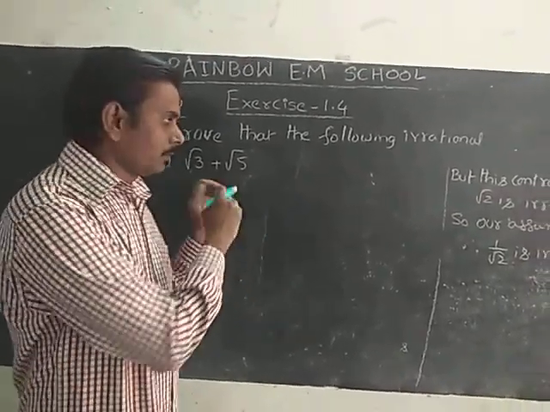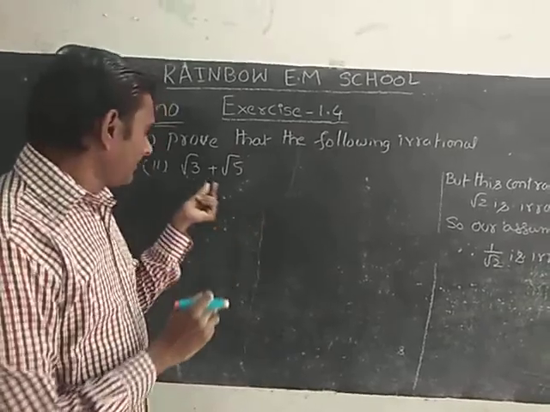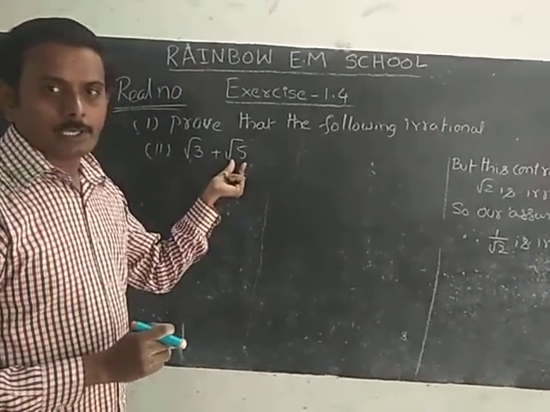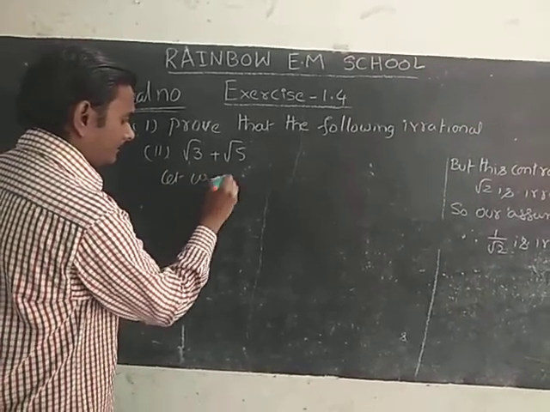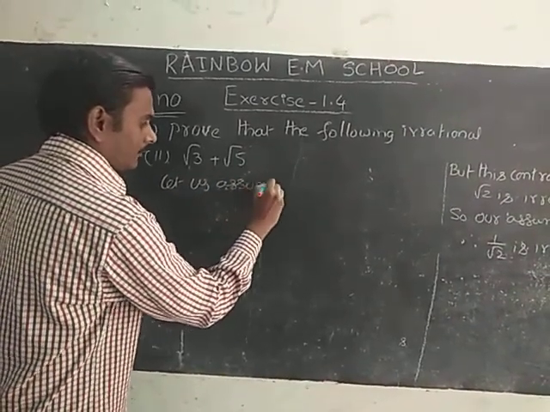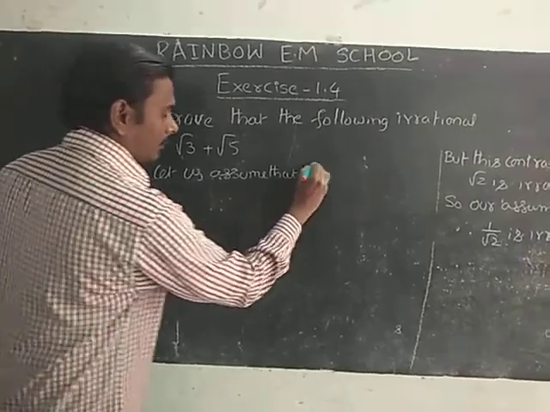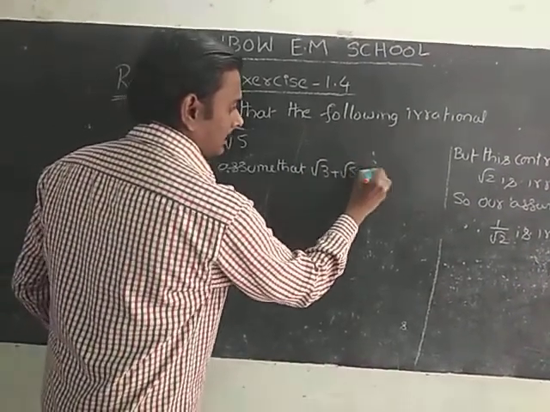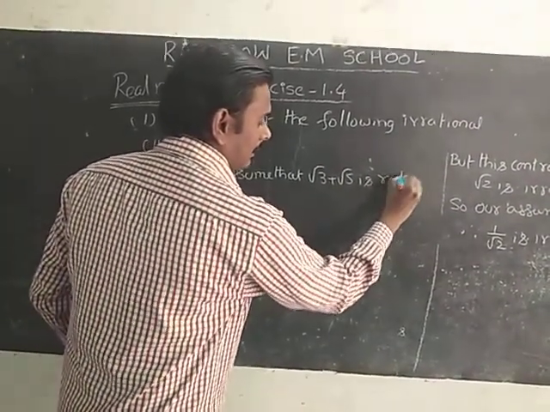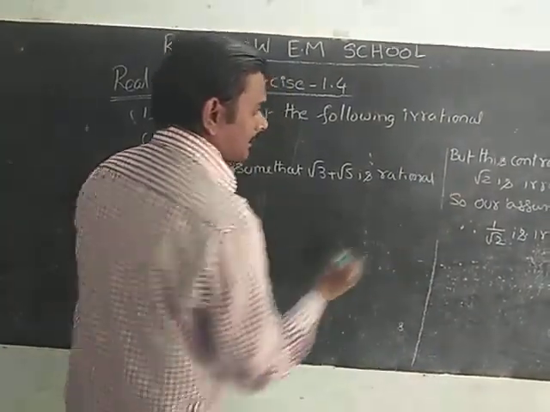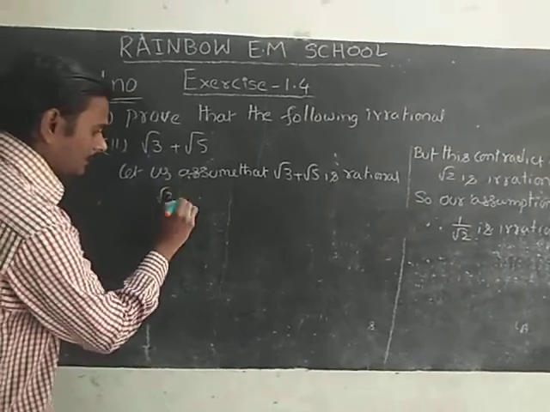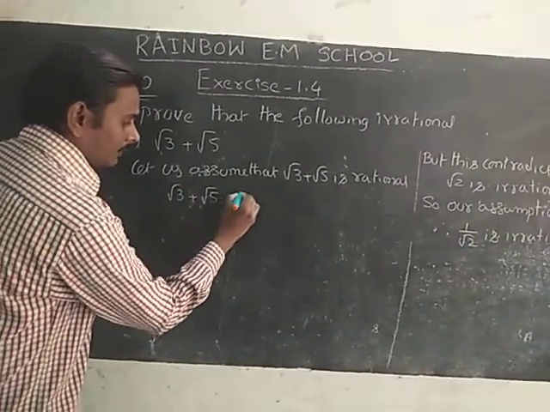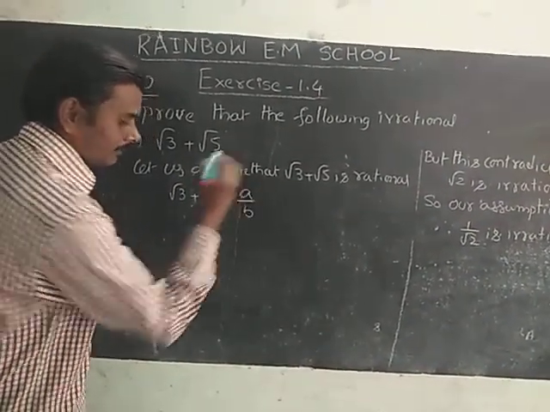In some parts you have to apply some formulas here. Root 3 plus root 5 is irrational, we want to prove. First assume that root 3 plus root 5 is rational. We have to prove irrational, so we have to take the opposite, rational. Root 3 plus root 5 equal to a by b.